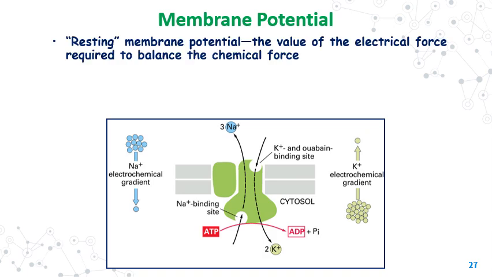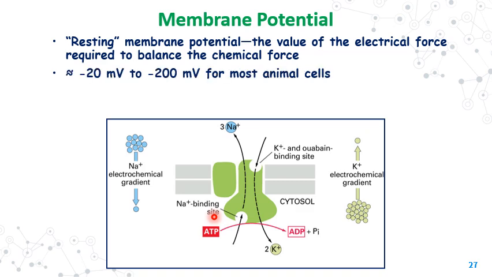Because of that sodium-potassium pump, you are going to have certain resting membrane potentials, right? Depending on the cell type, your resting membrane potential has to do with how negative the inside of the cell is, close to the membrane. It can go from negative 20 millivolts to negative 200 millivolts for animal cells, right?